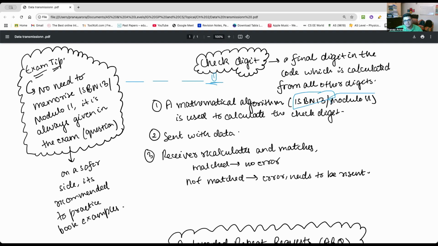You do not need to learn this method even though it's there in your higher education book, because that will be given in the exam. The algorithm is always given in the exam with an example. So using the mathematical algorithm, the sender will calculate it, and this is sent at the end of the data, and then the receiver will recalculate this data using that algorithm, ISBN 13 or modulo 11, and then they'll check. If the values match, then there is no error. If the values do not match, there's an error, and the packet needs to be resent.